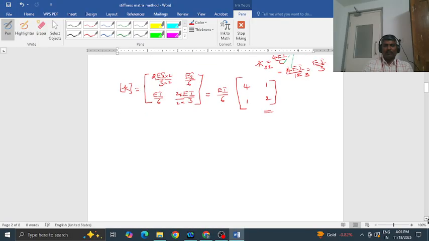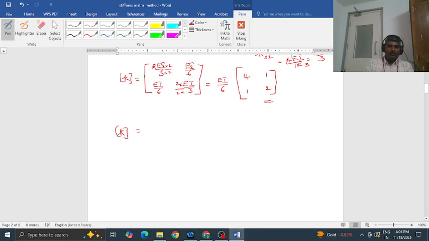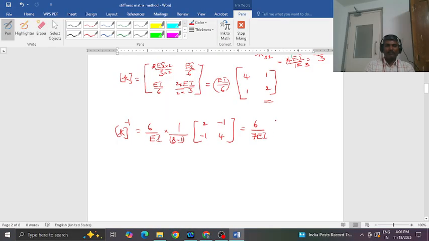Now we need the K inverse matrix. Let us find that. So K inverse is the inverse of this: 6 by EI, 1 by the determinant of this 2 by 2 matrix. 4 2s are 8 minus 1. For 4 1, I need to write 2 here, minus 1 4. Okay, so finally the inverse of this matrix is going to be 6 by 7EI times 2 minus 1 4. So this is our K inverse.